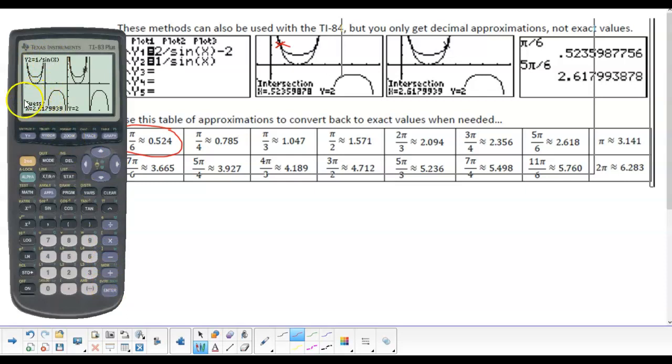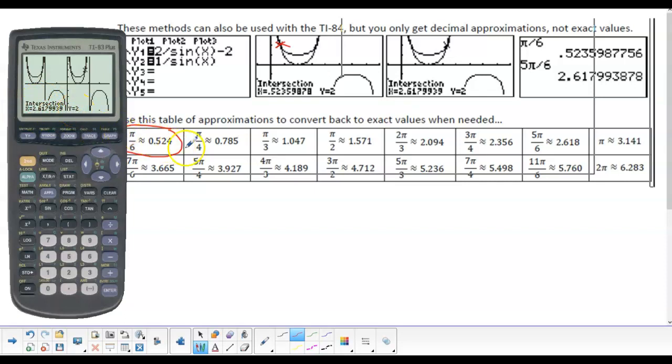Now it wants the guess. And that guess needs to be, just like we said before, as close as possible to the actual solution that you're trying to find. So I think I'm pretty close. I'm going to press enter, and here it found it. So x equals 2.6179939 is my decimal approximation, where y equals 2.